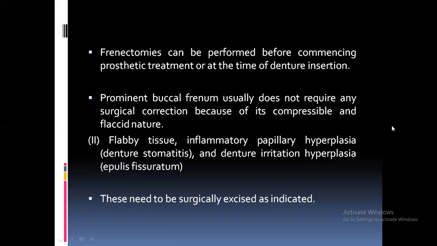Frenectomy can be performed before commencing the prosthetic treatment or at the time of denture insertion. Prominent buccal frenum usually does not require any surgical correction because of its compressible and flaccid nature. And the third soft tissue abnormality type is flabby tissue and also inflammatory papillary hyperplasia or denture irritation hyperplasia. These are surgically excised as indicated.